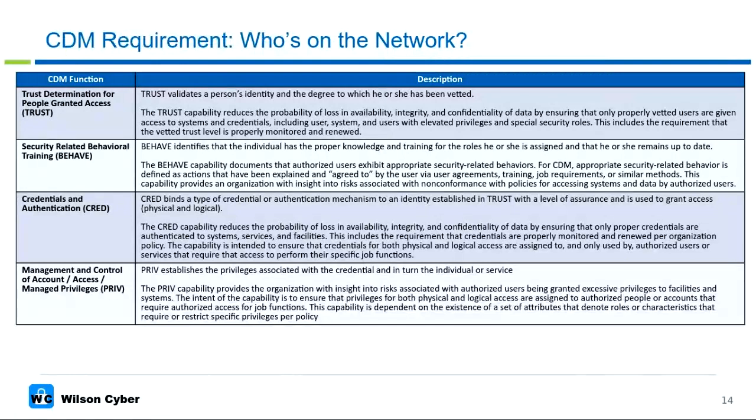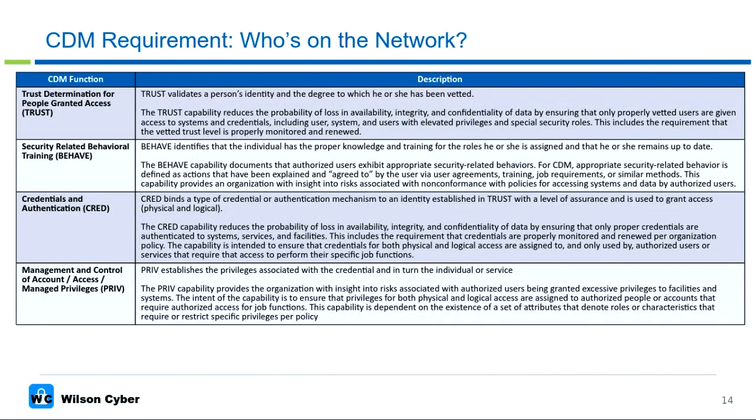This capability provides an organization with insight into risks associated with nonconformance with policies for accessing systems and data by authorized users. The third CDM requirement under who's on the network are credentials and authentication. Credentials authentication binds a type of credential authentication mechanism to an identity established in trust with a level of assurance and is used to grant access, both physical and logical.